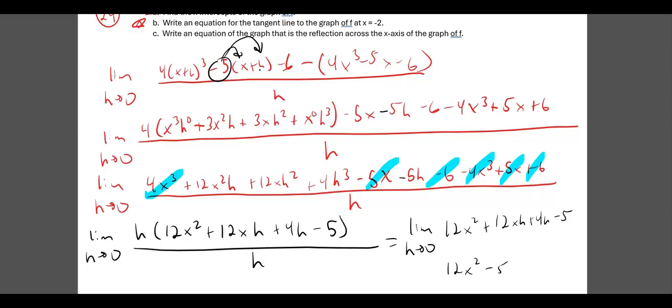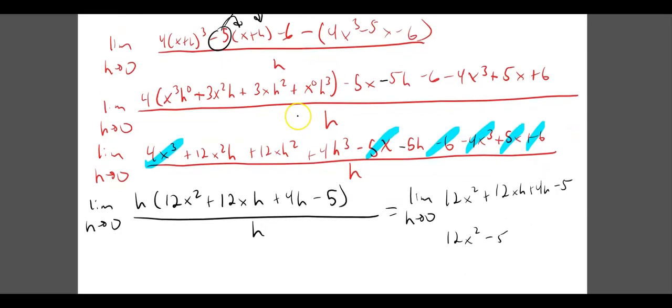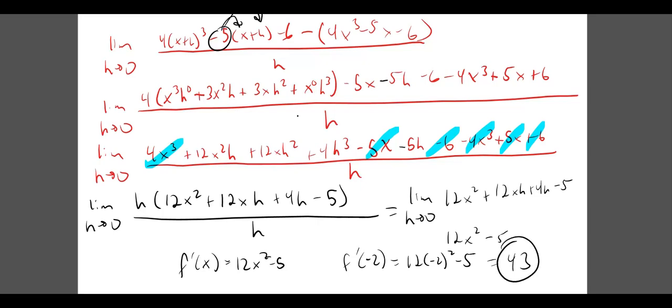There we go. All right, so the question is, what's the instantaneous rate of change? Again, this is our velocity equation or our derivative equation. We want L prime of -2, which is 12 times -2 squared minus 5. So that'll give us 48, and 48 minus 5 is 43. All right, so that's the slope.